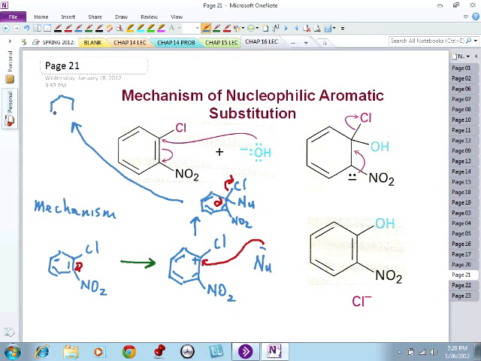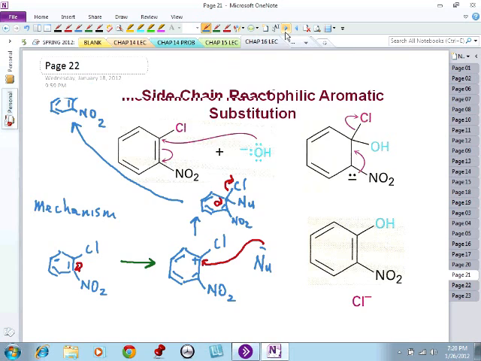So the net process is a substitution reaction in which you are using a nucleophile. But this reaction only occurs whenever you have a leaving group attached to the benzene ring and an electron withdrawing group ortho to that leaving group. That is the only time this reaction occurs. Okay?